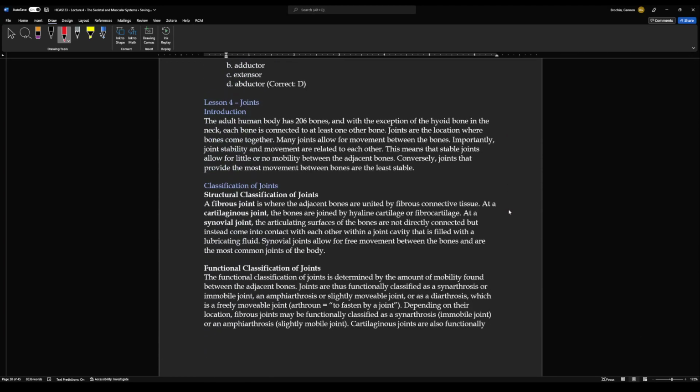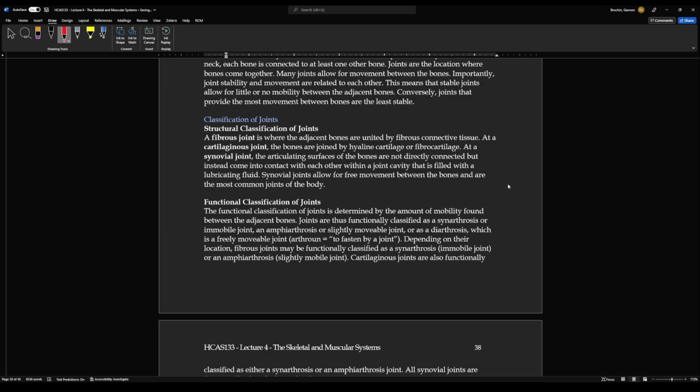Now, moving on to joints. Every bone has some form of articulation for the most part. Like the hyoid technically doesn't directly articulate with anything, but it's attached to other bones via the hyoid musculature, which is very extensive.